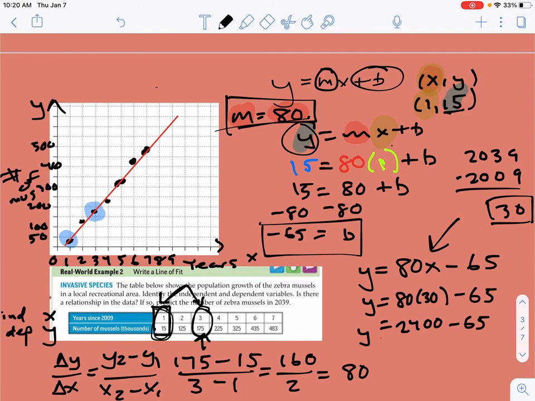And so the number of zebra mussels in thousands would be 2335, which means that if you're doing it in thousands, you would just put 3 zeros at the end of this. Multiply it by 1,000, that's what you would get. So this is how many zebra mussels you would predict to have in 2039.